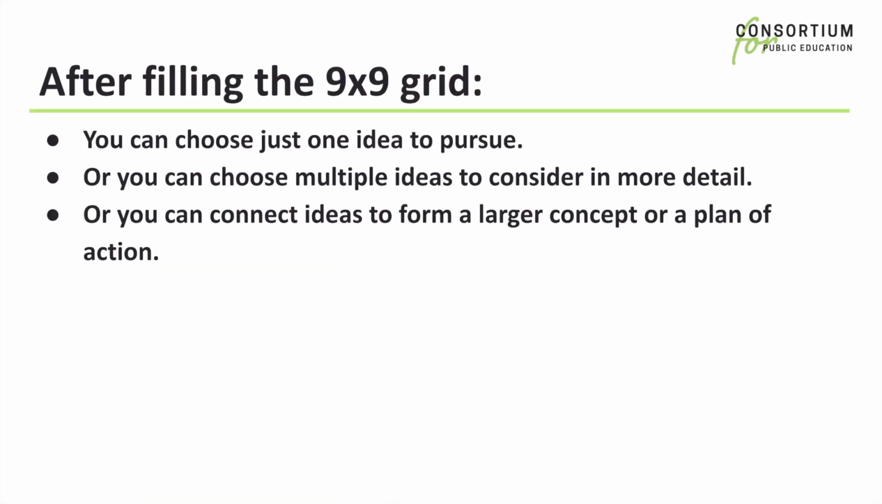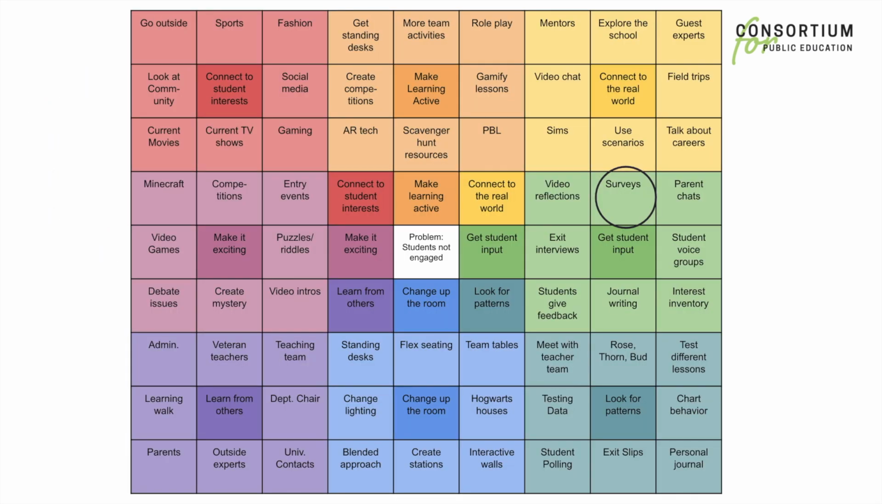After filling the 9x9 grid, you can choose just one idea to pursue, or you can choose multiple ideas to consider in more detail. Or you can connect ideas to form a larger concept or a plan of action. So let's return to our 9x9 grid. We could just do surveys to get input from students and then build from there.